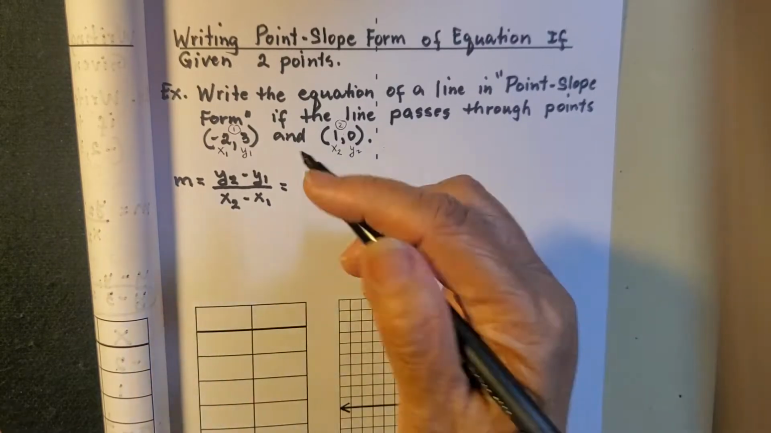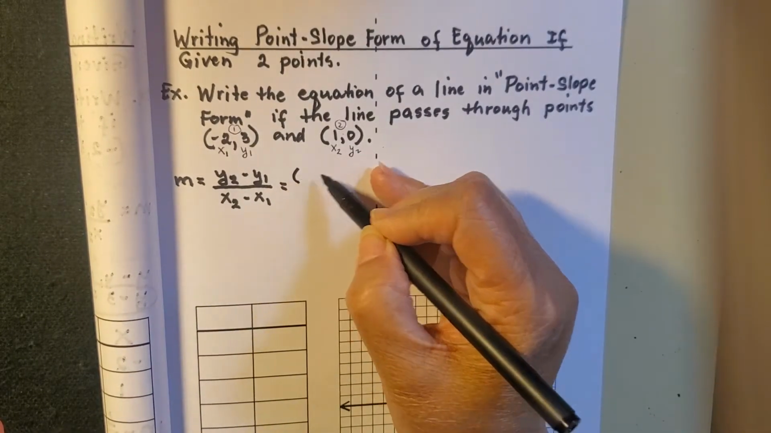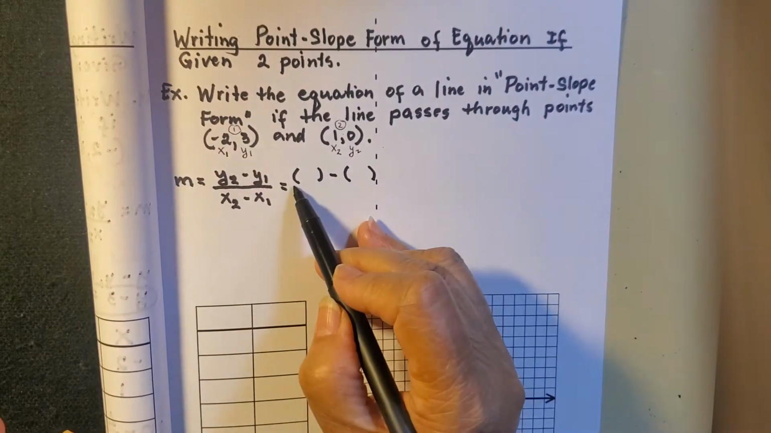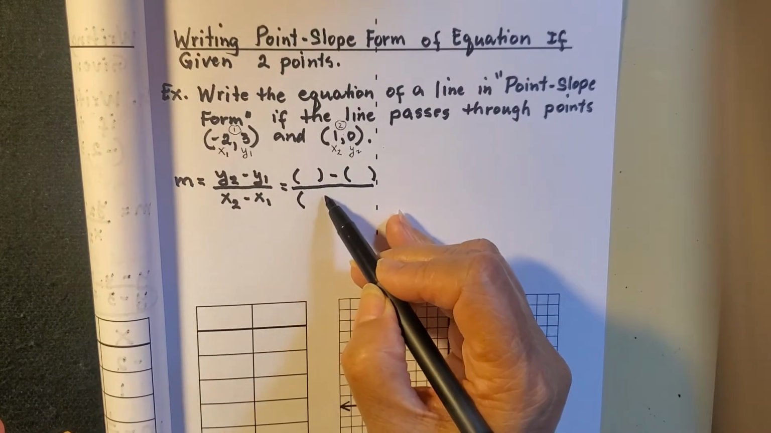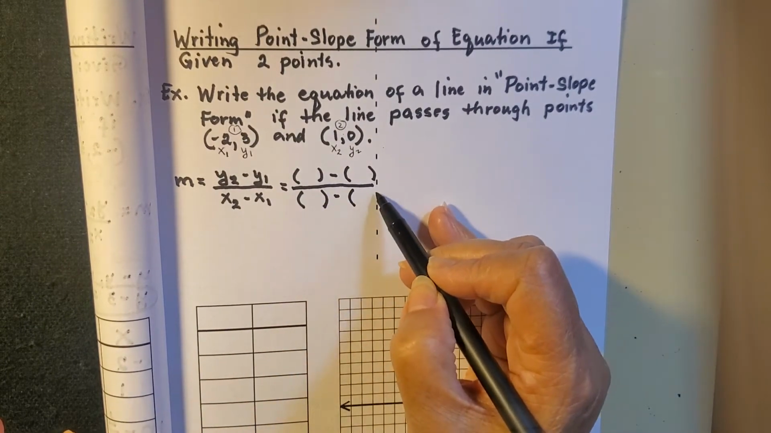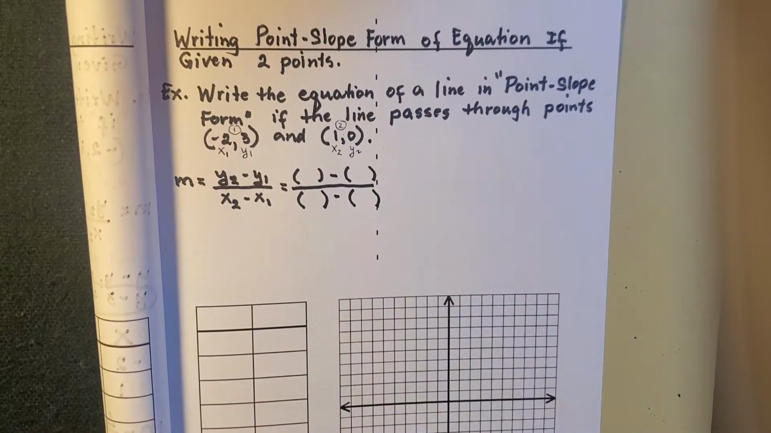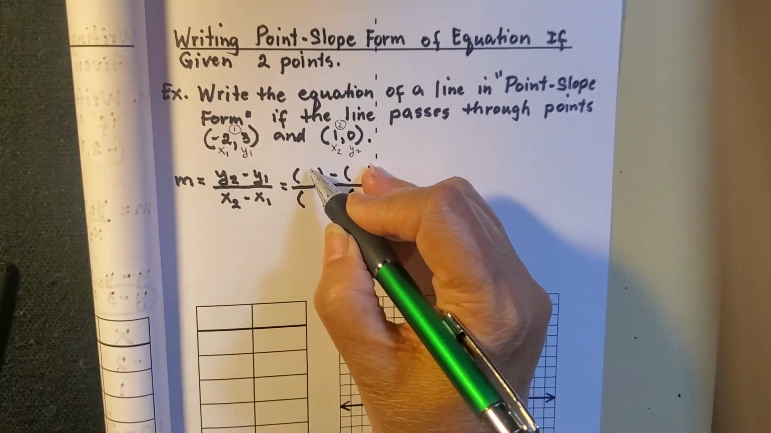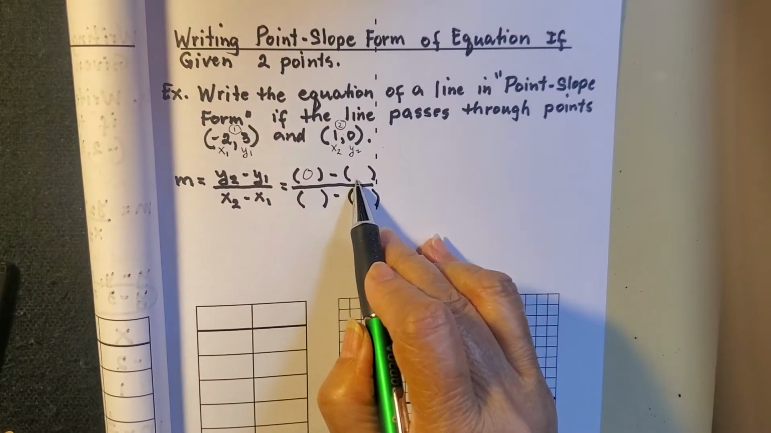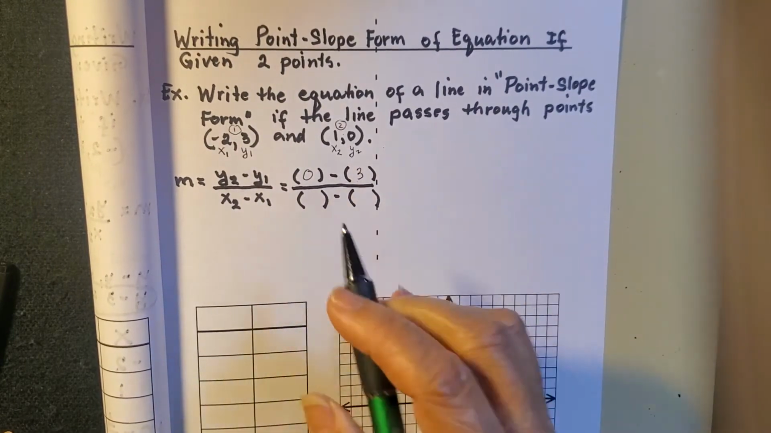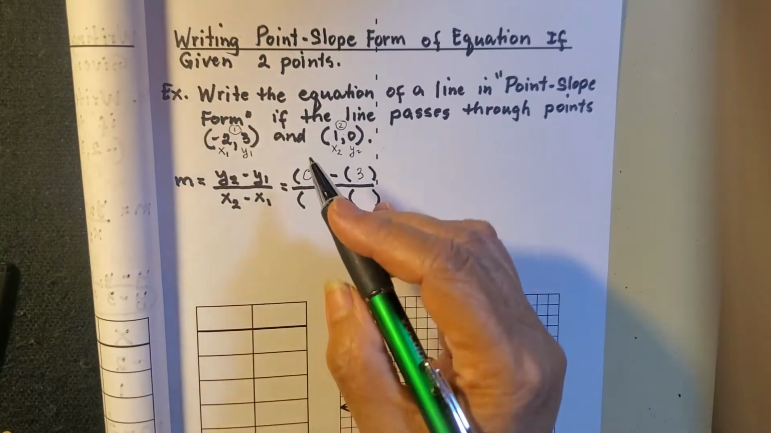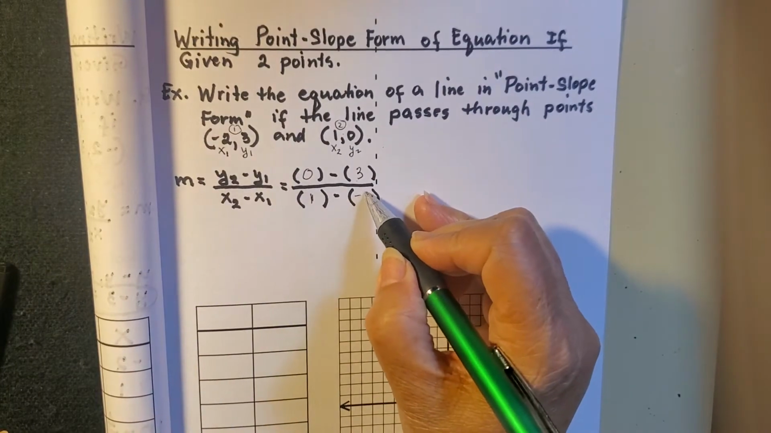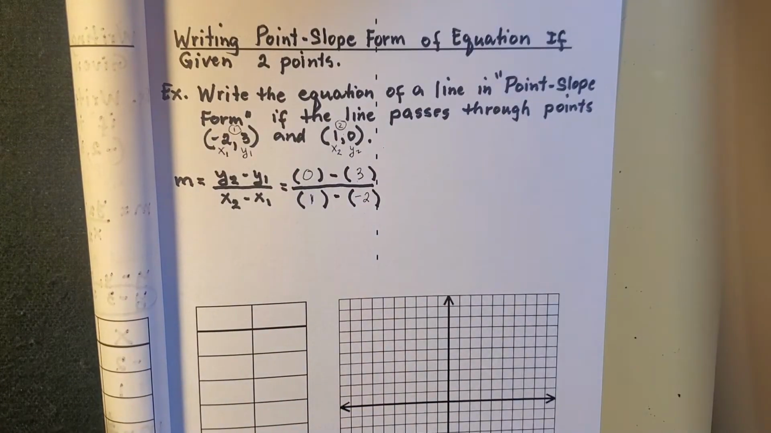Now we will start to plug in. When you plug in, student, try this strategy: use parentheses before you plug in. So, according to my formula, this is y2. My y2 is 0. My y1 is 3. x2 is 1. x1 is negative 2. Okay? Now, I will solve.